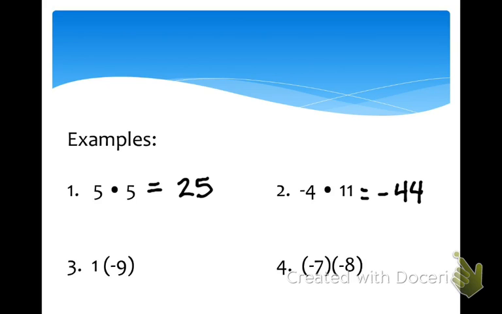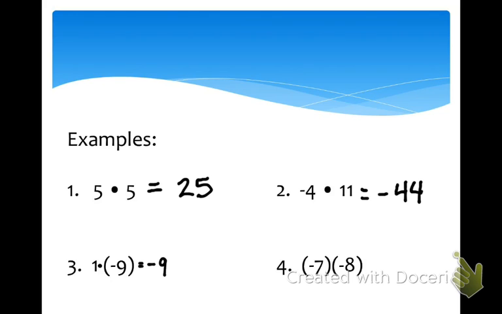Whoa. Let's look at number 3. I don't have any adding signs, multiplying signs, dividing signs, nothing. But what I do have is this number 1 on the outside of parentheses. So whenever you see this, you need to start thinking of that as multiplication. So this really says 1 times negative 9. Well, I see that they have different signs, so it's going to be a negative answer. Well, 1 times 9 still gives me 9.